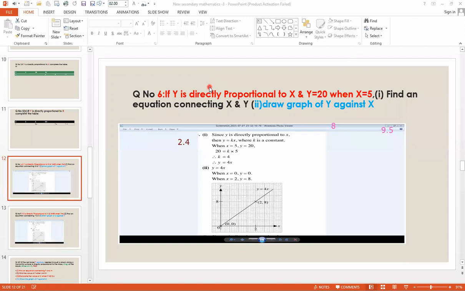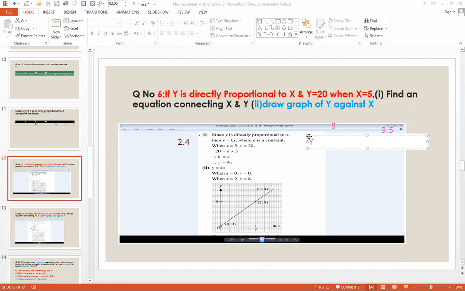Okay. Look here, look at the question. Very easy. It is given if y is directly proportional to x. Okay. And the value is given y is equal to 20, x is equal to 5. You have to find an equation connecting x and y. The same way you have to do. For your convenience, I have to rewrite it here. Otherwise, a solution is given here in the solution portion. I have already given the solution, but for your convenience, I have to rewrite it again.